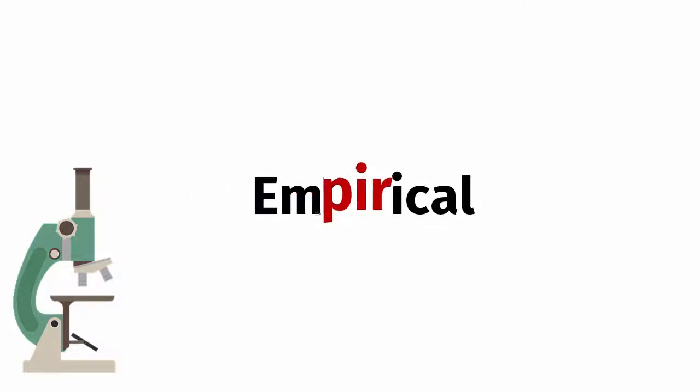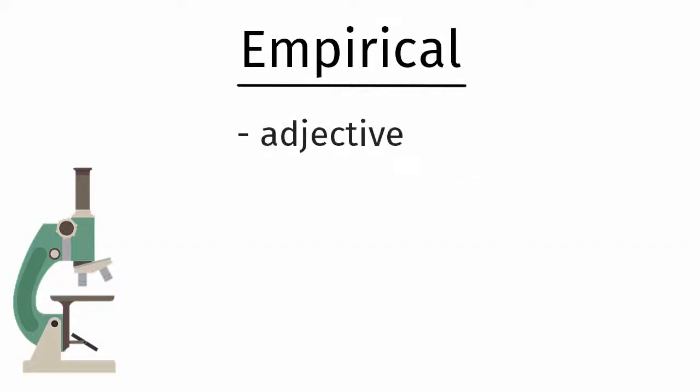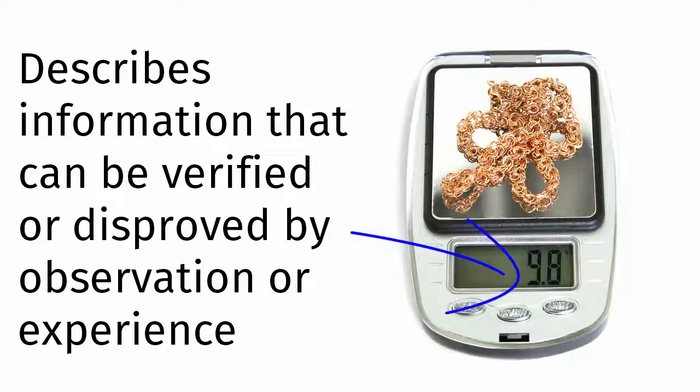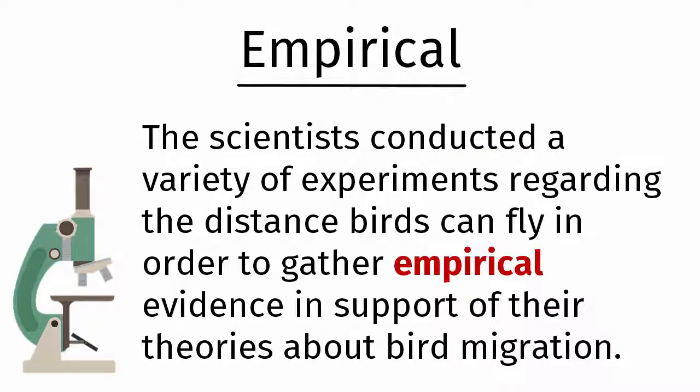Empirical is an adjective. It is used to describe information that can be verified or disproved by observation or experience, as opposed to that which is based on theory only. Consider this example. The scientists conducted a variety of experiments regarding the distance birds can fly in order to gather empirical evidence in support of their theories about bird migration.